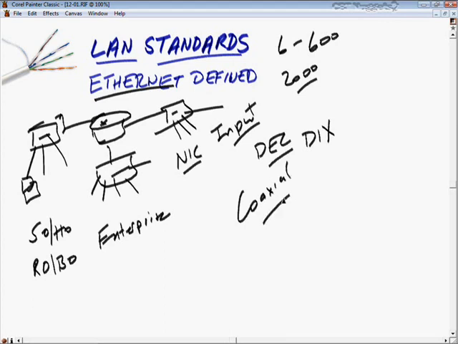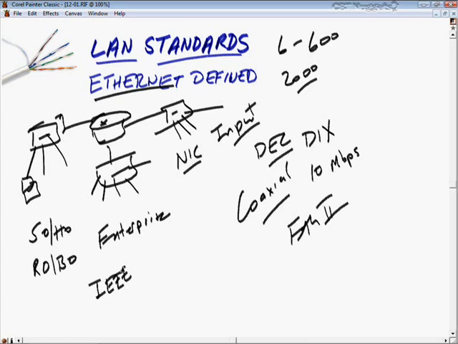The early thick Ethernet used that thick coaxial cable, and it transmitted data at 10 megabits per second. In the 1980s, the Ethernet standard was updated to give it more capability, and this was called Ethernet version 2. I'll just put ETH2. Now, the IEEE is a professional organization that comes up with networking standards. And the IEEE standards are the predominant LAN standards throughout the world today.